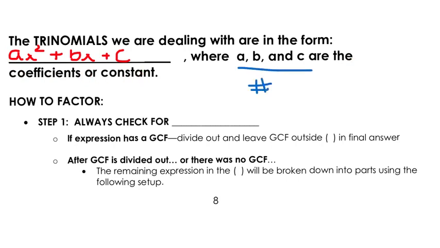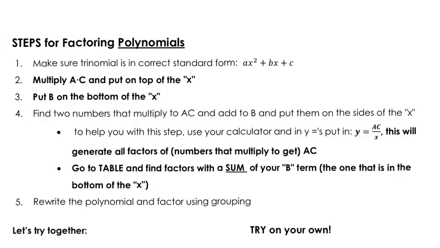All that really means is that these are my numbers. Okay? So for how to factor, the first thing we always want to do is check to see if there's a GCF that we could pull out. See if there's something in common between all of our terms that's easy to pull out. If it does have a GCF, all you're going to do is divide it out and leave the GCF outside the parentheses in the final answer. After that, or if there was no GCF, the remaining expression in the parentheses will be broken down into parts using the following setup. My steps for factoring polynomials.